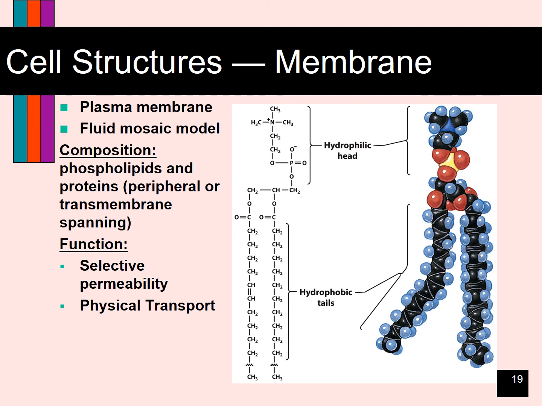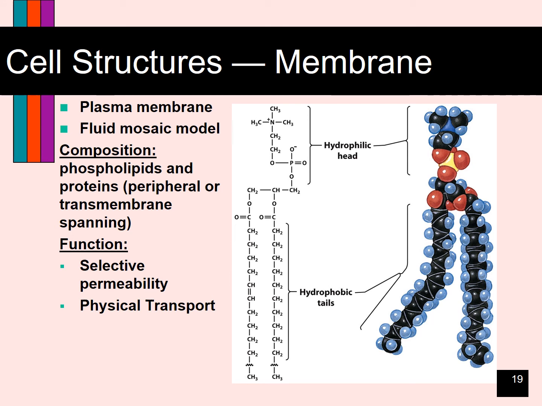Okay, and the proteins can be associated with the membrane peripherally on the inside or the outside of the membrane, or they can be transmembrane spanning. Okay, and we'll see an image of that in just a minute. So the composition of the membrane would be phospholipids and proteins.